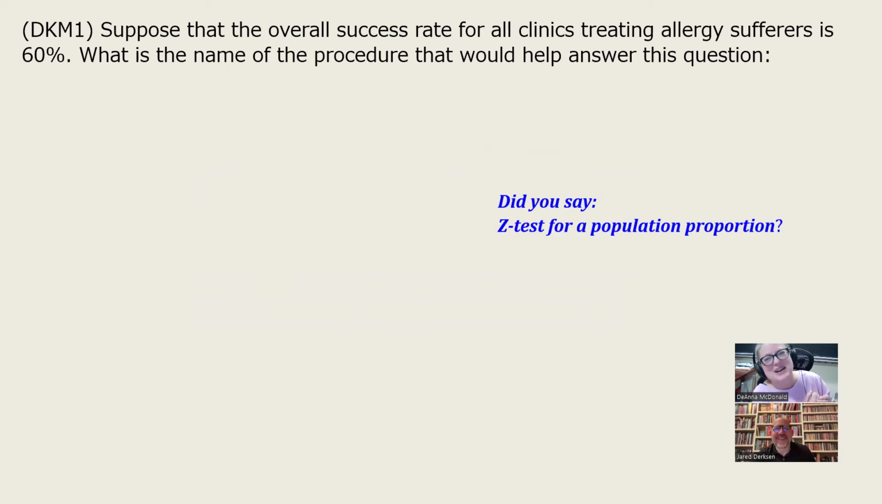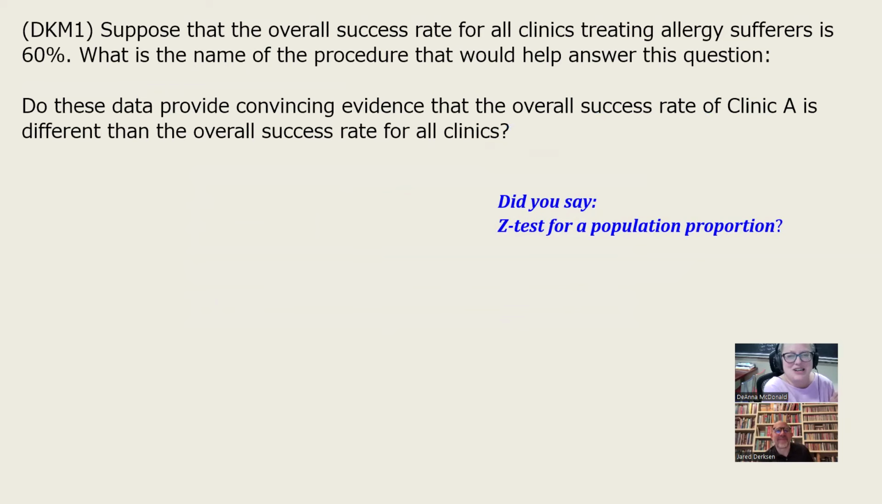Suppose that the overall success rate for all clinics treating allergy sufferers is 60%. What is the name of the procedure that would help answer this question? Do these data provide convincing evidence that the overall success rate of Clinic A is different than the overall success rate for all clinics? All right, statistics fans, I was hoping that you would just think it on your own, but clearly I failed to animate this correctly. I want you to notice that my convention for telling my students what to write is not dependent on technology.